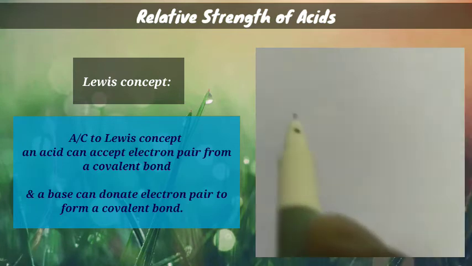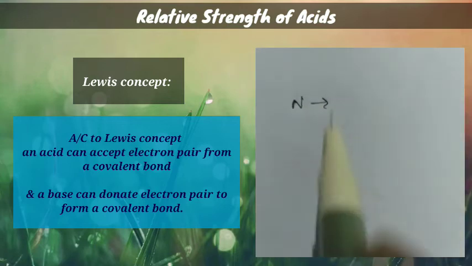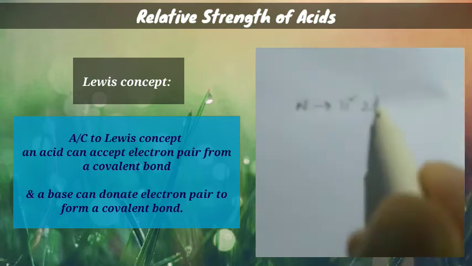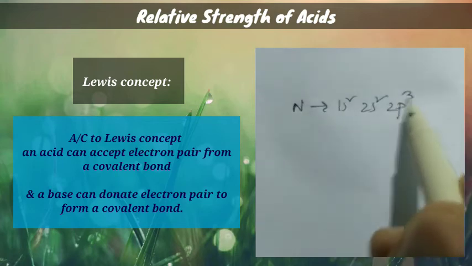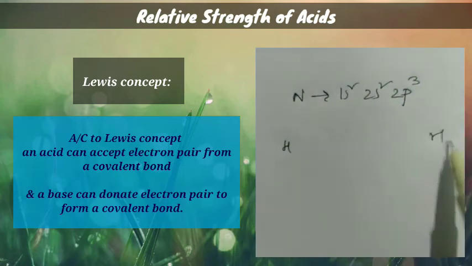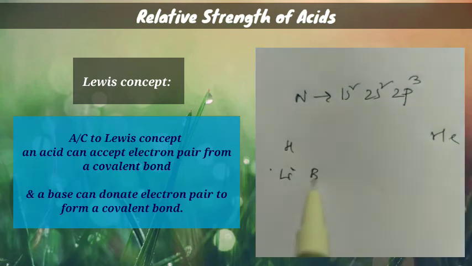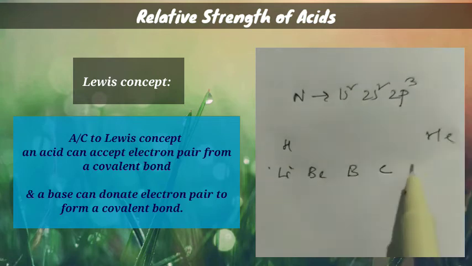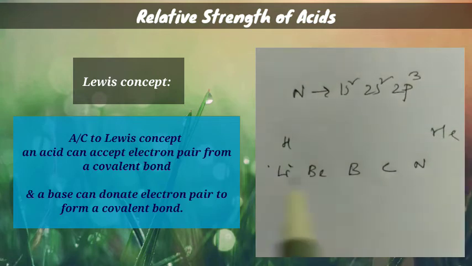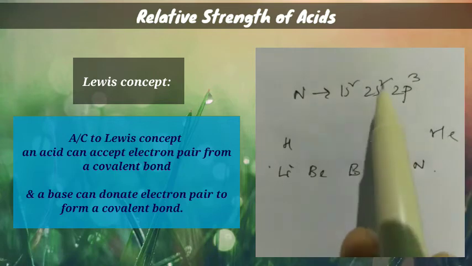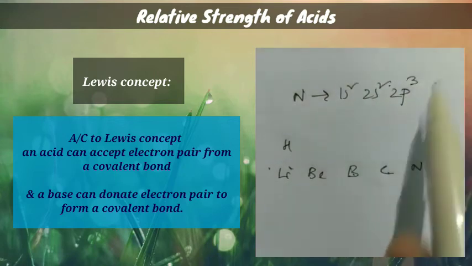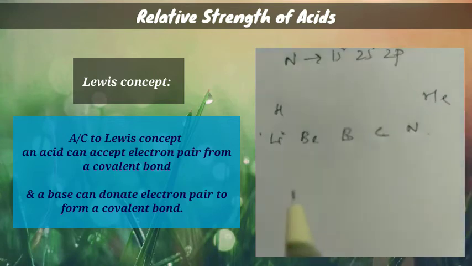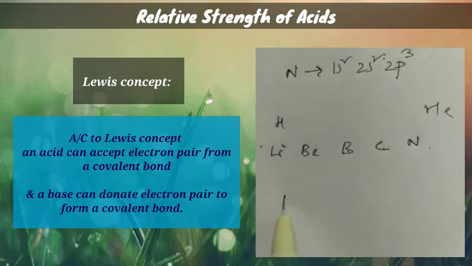So what is the electronic configuration of nitrogen? 1s2 2s2 2p3, because you see hydrogen, helium, lithium, beryllium, boron, carbon, nitrogen, no? So it will be 1 2 3 4 5 6 7, 7 electrons. The configuration will be like this one.